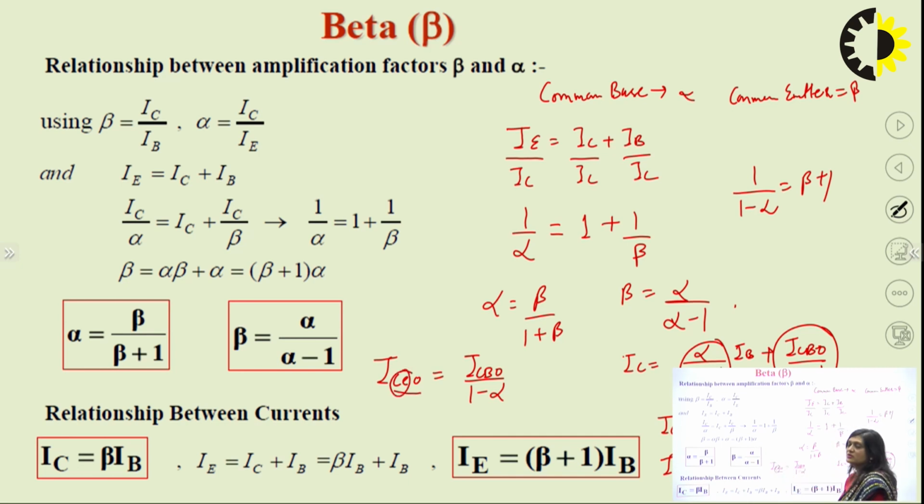This is the collector to emitter current with the base open, and we have also calculated this when our IB was 0. Whenever IB was 0, we calculated that the amount of IC was equal to ICBO upon 1 minus alpha. So we can write ICBO upon 1 minus alpha is equal to ICEO, that is collector to emitter with the base-emitter junction open, that is IB is equal to 0. So these are the equations, this is one, this is another one, and these are the different equations that we can find in different places.